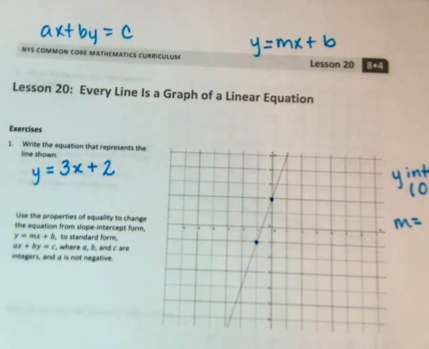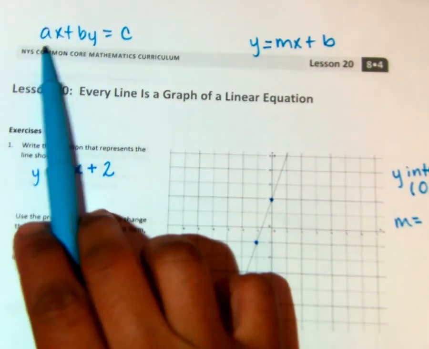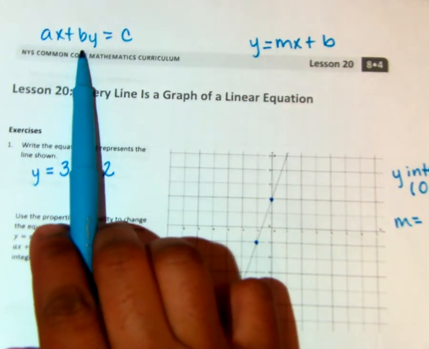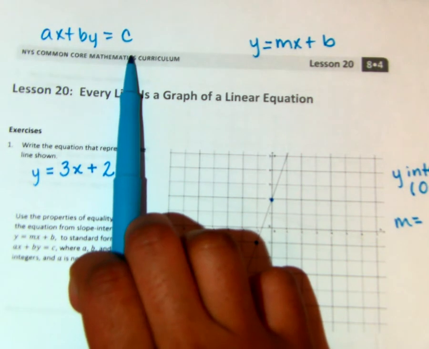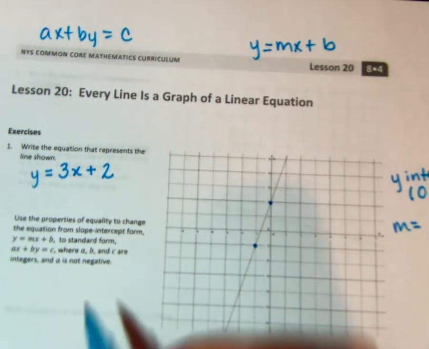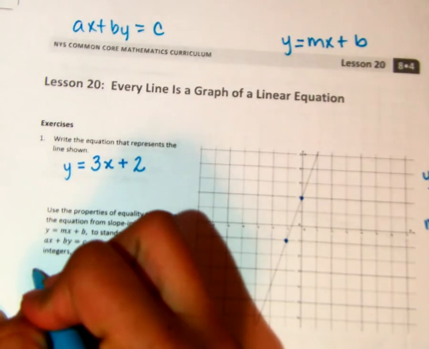Once we do this, the number attached to x is going to represent a, the number attached to y is going to represent b, and the number on the right side of the equal sign is going to represent c. We're going to make sure that we make a non-negative. So the first thing we need to do is to begin to move some things from the right side of the equation to the left side of the equation. So I'm going to start by writing it down.